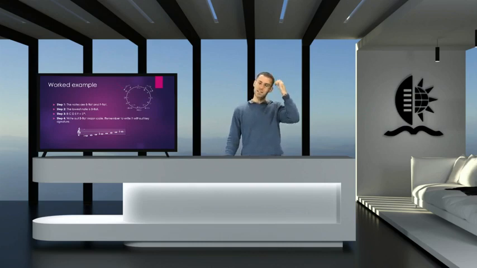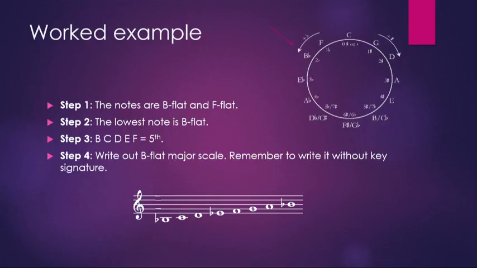To work out the size of the interval, we need the letter names, which are B flat and F flat. The lowest note is B flat. So let's work it out. B, C, D, E, F. We're working with a fifth. All right, so we've got the size.